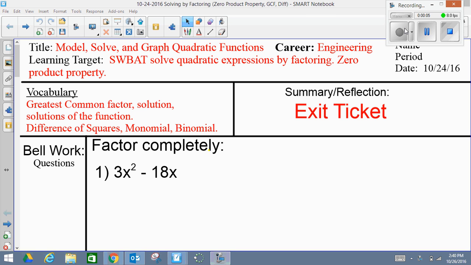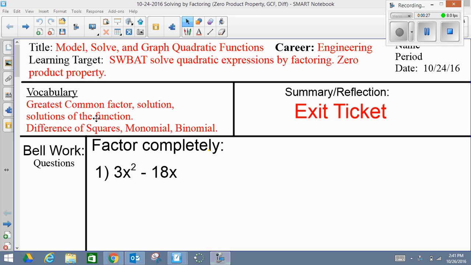A couple of things. We just finished factoring. Now the whole idea is to solve by factoring. If you notice here my title, learning targets, students will be able to solve quadratic expressions by factoring. And we're going to introduce what is called the zero product property. Our vocabulary stays the same: greatest common factor, solutions of the function.